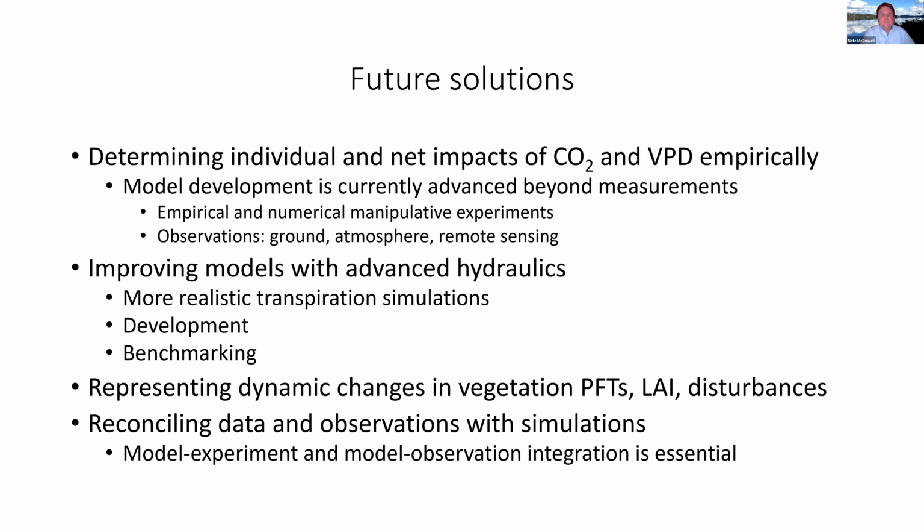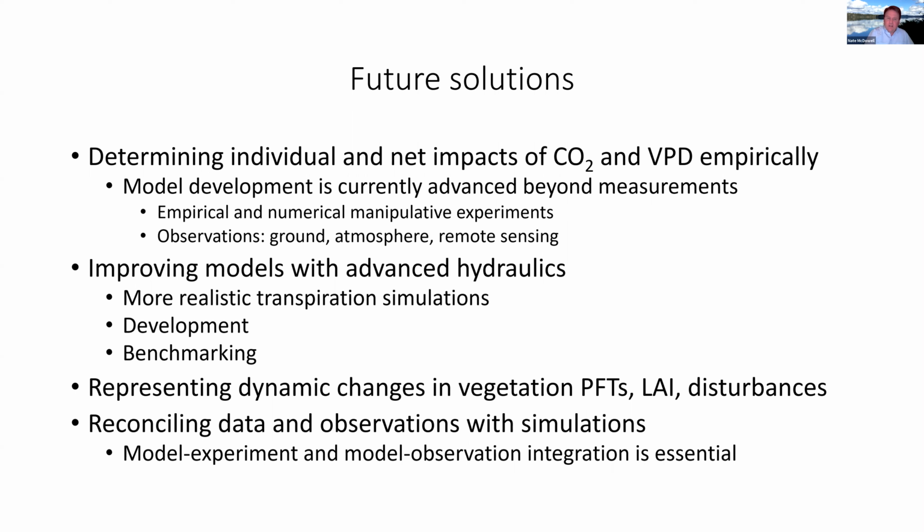Some solutions, these are just a few out of many I'm sure we can all think of, is for determining the individual and net impacts of CO2 and VPD from an empirical perspective. We need to do more manipulative experiments. We also need more observations at the ground, atmosphere, and remote sensing scales.